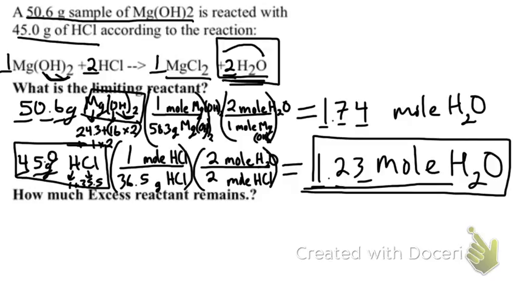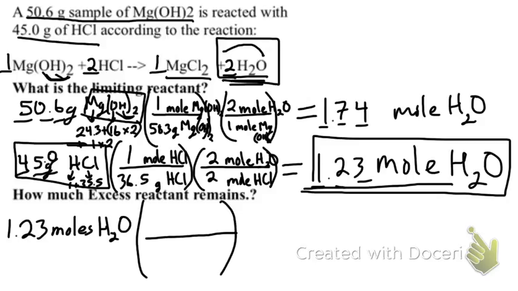This number of moles is our lonely number for the excess reactant problem. So we start with 1.23 moles of H2O. This will be a 2-step dimensional analysis problem. First thing we need to do is cancel out moles of H2O, and go to moles of HCl. Moles of MgOH2, the excess reactant.